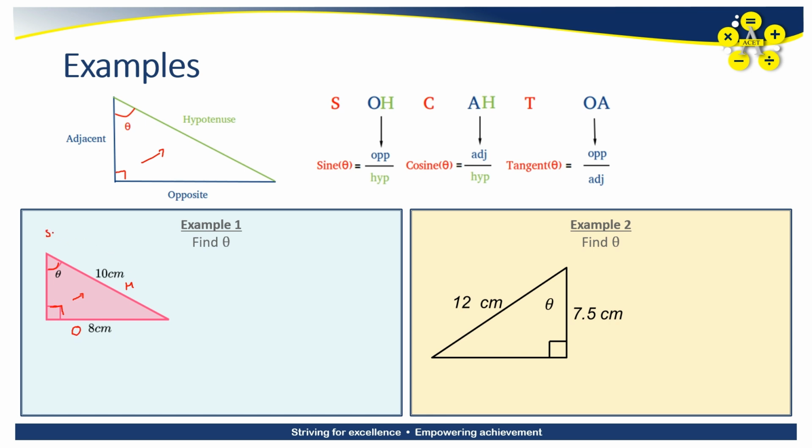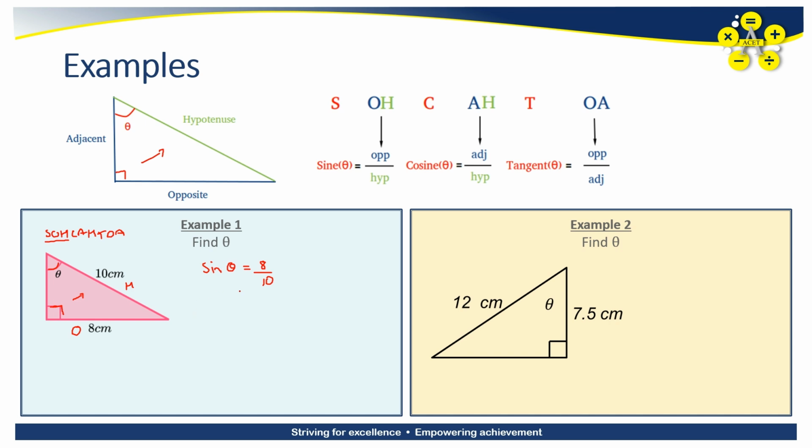I always find it helpful to write down SOHCAHTOA, because that's going to help me work out which ratio I need. So I've got O and H, so I'm going to be using sine. So sine theta is going to be opposite over hypotenuse, which is 8 over 10.